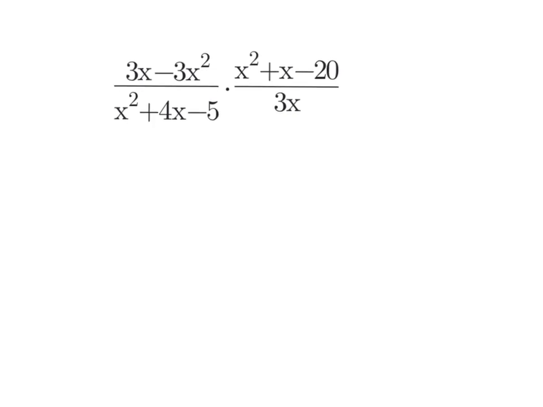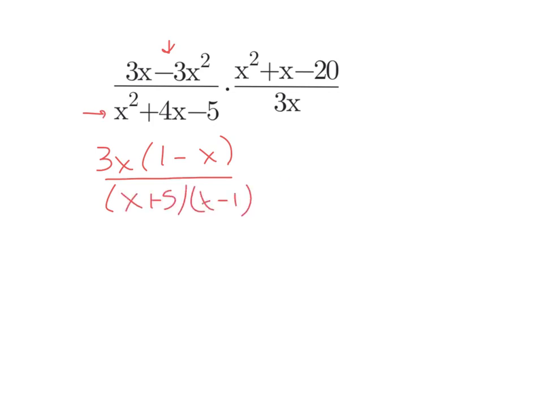I want you to watch pretty closely as we go. Always start by factoring, so I'm going to take the top of this one and take out a GCF, which is 3x. If I take out a 3x, that leaves 1 minus x. In my denominator I'm looking for factors of negative 5 that give me positive 4, which would be x plus 5 and x minus 1, times, I can factor this numerator, x plus 5, x minus 4, which is good, and on the bottom here, they're already factored, 3x. Now what I'm looking for there are things in my numerator and denominator to cancel.